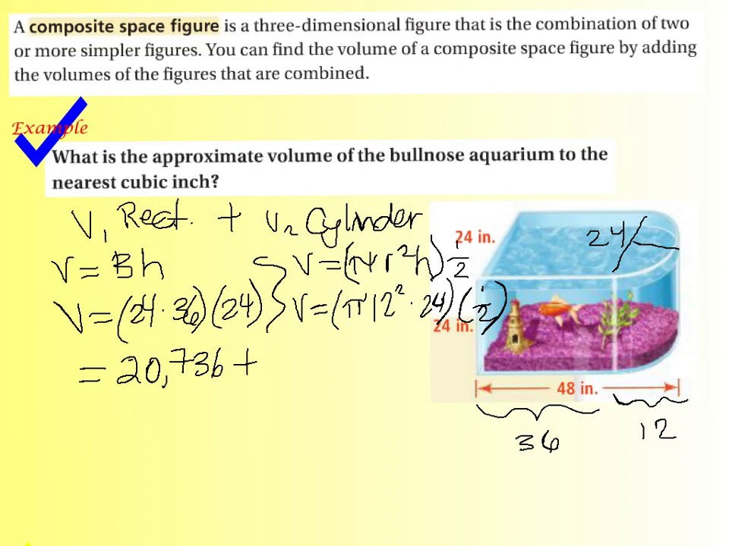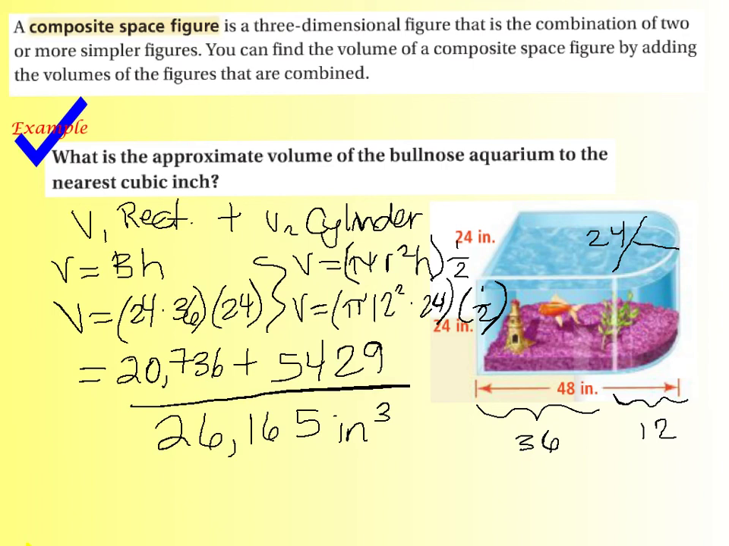And so if you just plug that into your calculator, pi times 12 squared times 24 times 1/2 gives you 5,429. Adding those two together, we get 26,165 inches cubed. And this is our final answer.